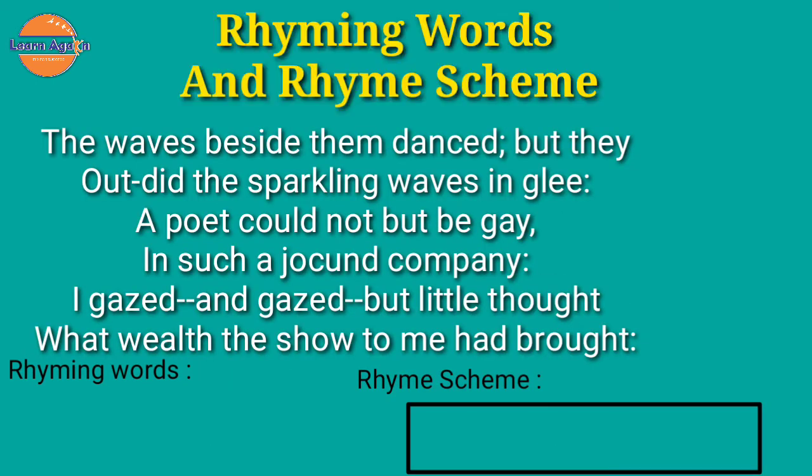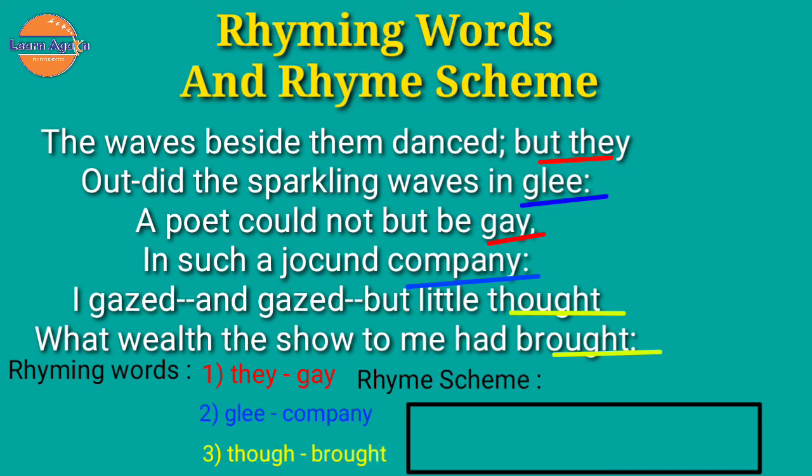Now let us have the third stanza. We'll find the rhyming words first. They rhymes with gay. Glee rhymes with company. Thought rhymes with brought. So the rhyming pairs are they, gay, glee, company, thought, brought.